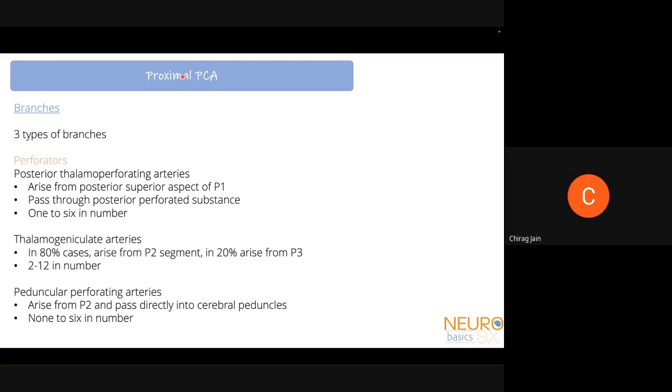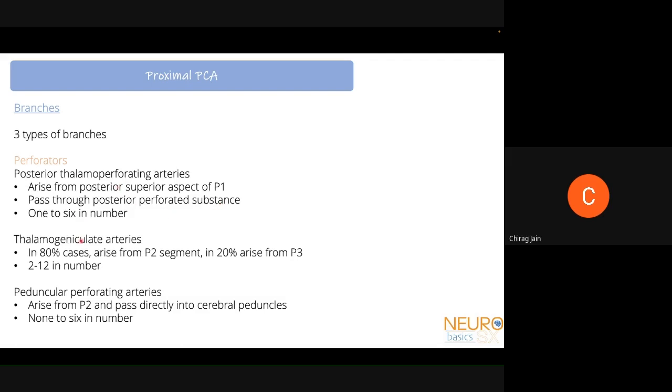So what are the branches which arise from the proximal PCA? There are 3 different types of branches. First are the perforators which arise from the proximal PCA. As we saw, the P1 gives rise to only perforating arteries. So the posterior thalamo-perforating arteries arise from the posterior and superior aspect of P1, and from there they will pass into the posterior perforated substance, and there are 1 to 6 in number.